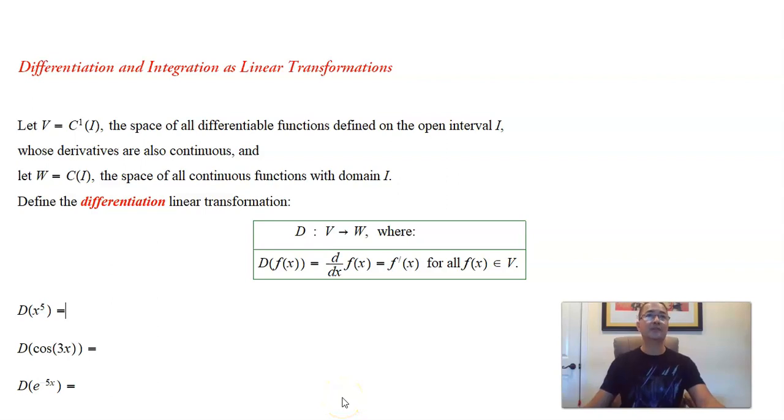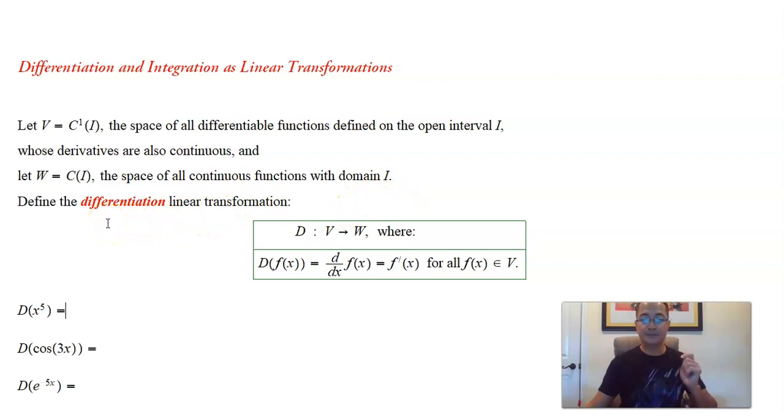How about some calculus? So, our domain will be C1 of I. And remember, in a recent video, this is the space of all differentiable functions defined on the open interval I, whose derivatives are also continuous. Okay, so I mentioned at that time, there's a very good reason why we will require the derivatives to also be continuous. Because our codomain will be the space of all continuous functions with the same domain I.